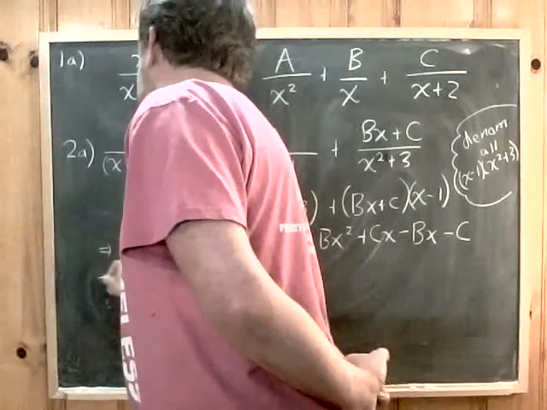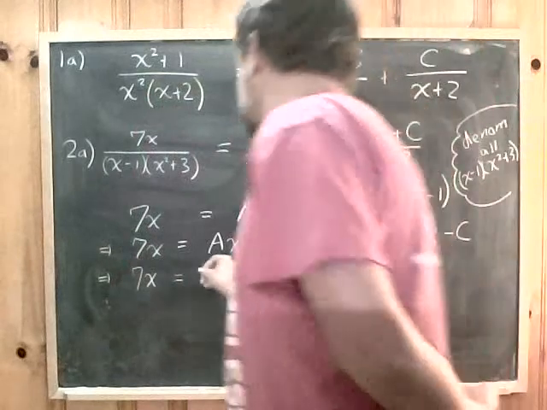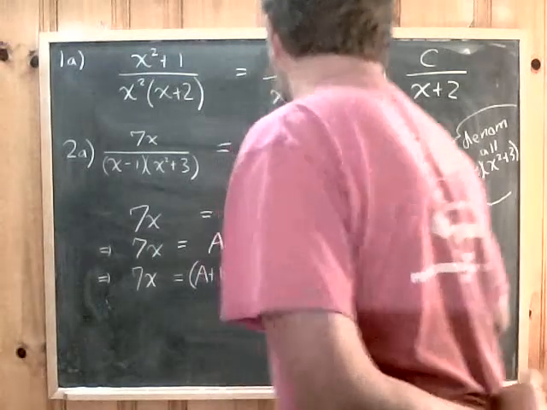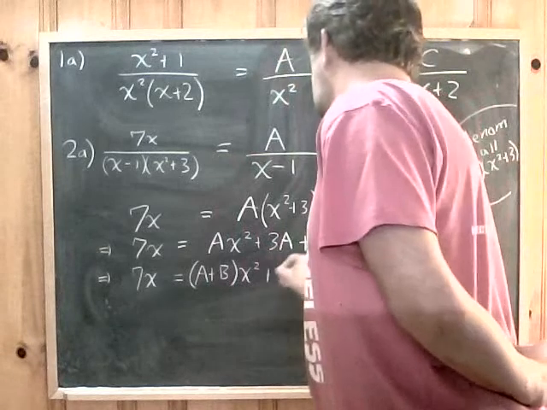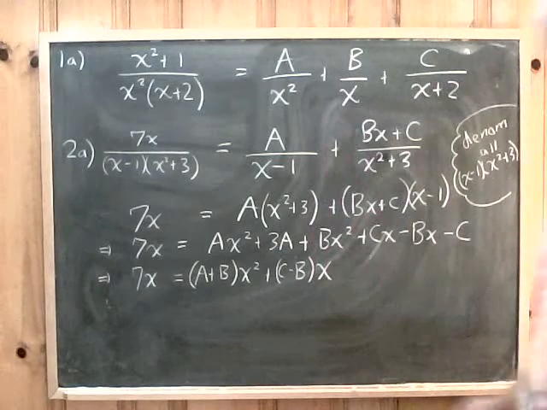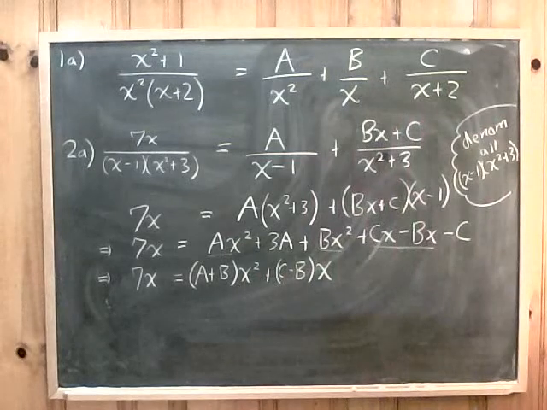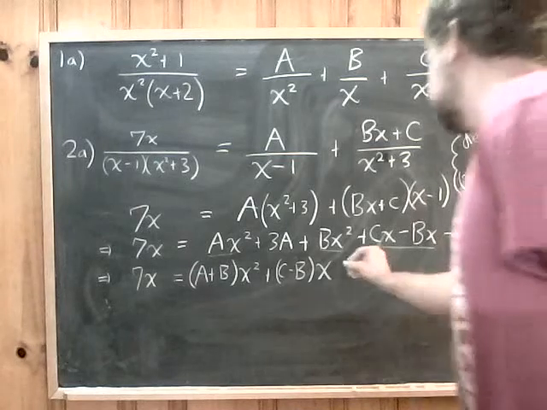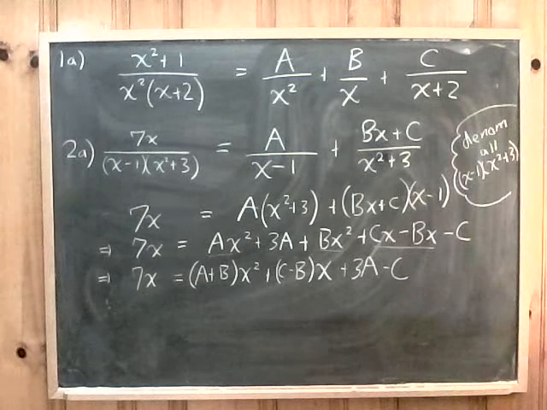So this is mostly just doing a little bit of simplifying work on the right hand side. So I have a plus b times x squared. I have c minus b times x. Let's see, I've taken care of the x squared parts, and I took care of the x term, and then I have just 3a minus c. That will be the constant term.